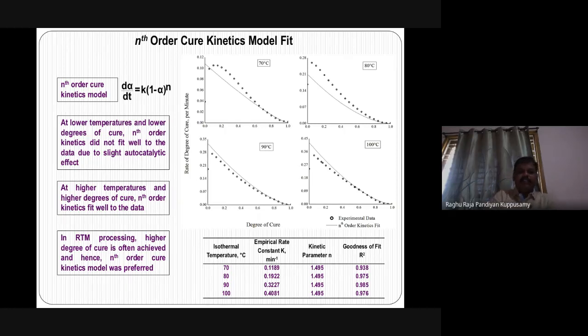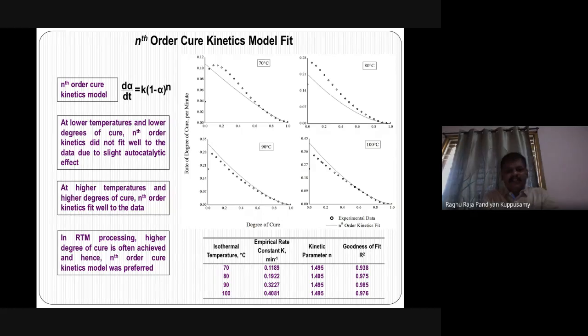At lower temperature and lower degree of cure, nth order kinetics did not fit well to the data due to a slightly autocatalytic effect. What is the autocatalytic effect? As I told earlier, when the reaction proceeds, exothermal heat is evolved from the curing reaction. This exothermal heat again increases the rate of reaction with the temperature. So that's why it is called autocatalytic. The reaction itself catalyzes further reaction. That is what is called autocatalytic.